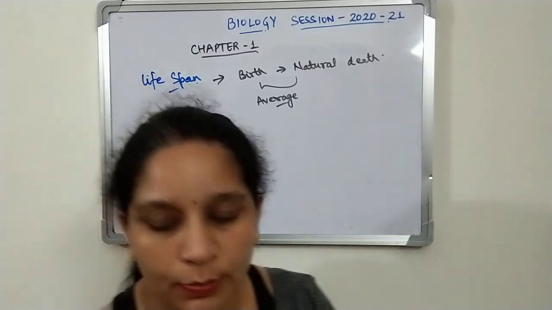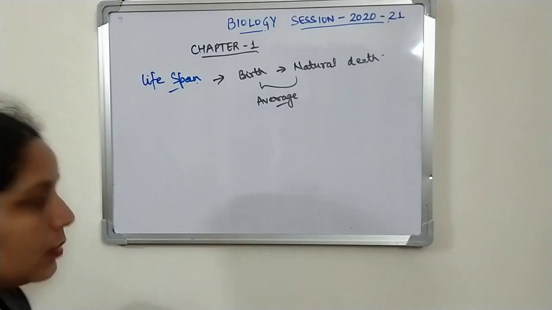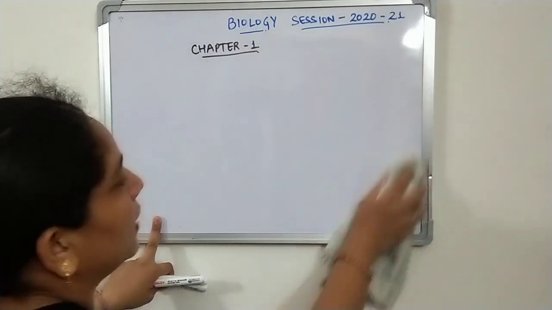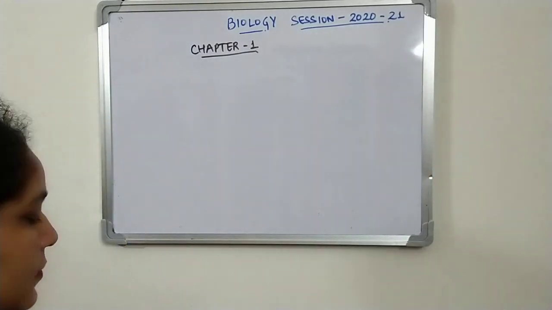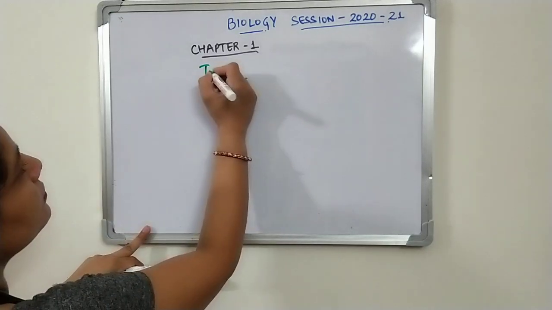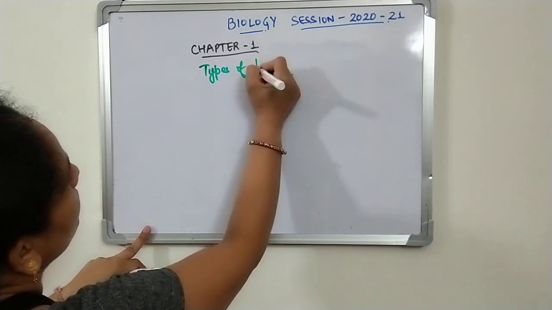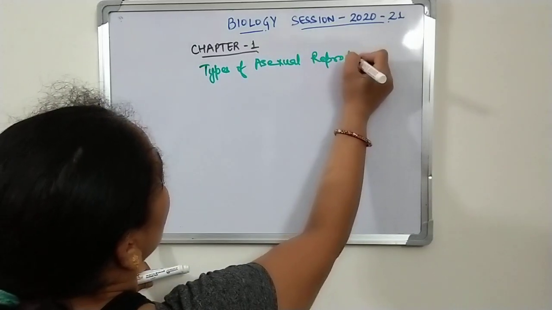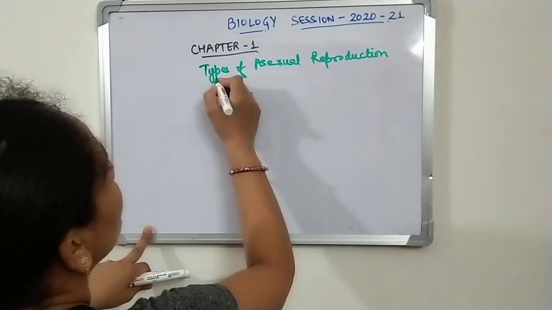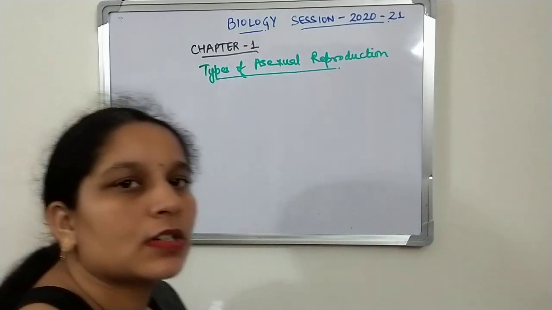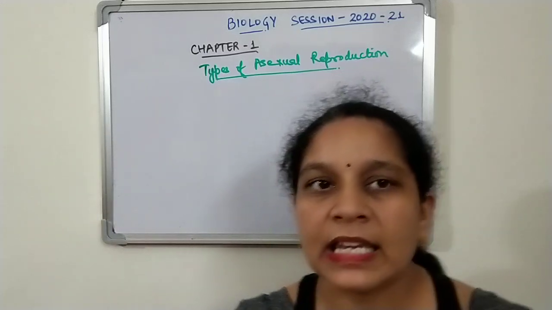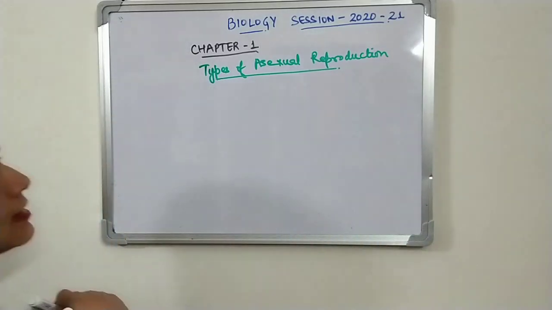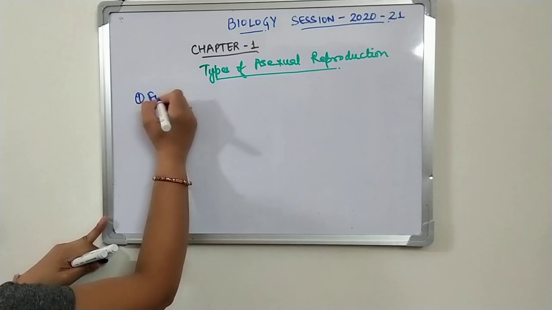Now moving to the next topic, that is the types of asexual reproduction. So I am going to explain the types of asexual reproduction in detail. Asexual reproduction can be of different types. Mainly we have 6 types. The 6 types are, the first and the simplest one, known as fission.